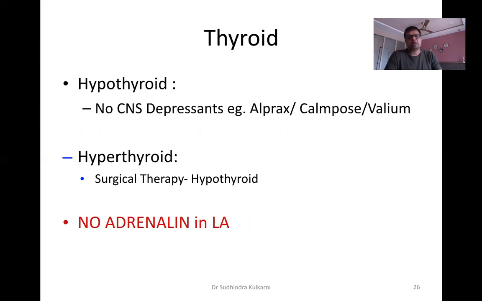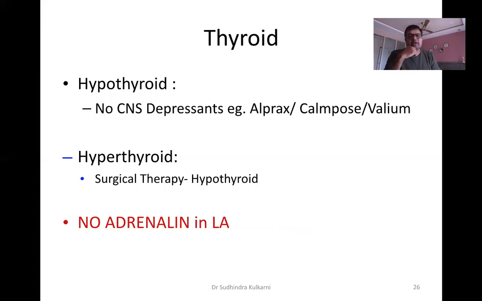Apart from that is thyroid. Thyroid is again a very common issue, hypothyroid and hyperthyroid. Hypothyroid patients usually are low on response, so you need to literally tap them to respond. They're usually taking medication like thyroxine, but yes, you need to check. See that you don't put them on anything that would depress them, so you don't give them any alprazolam, etc.